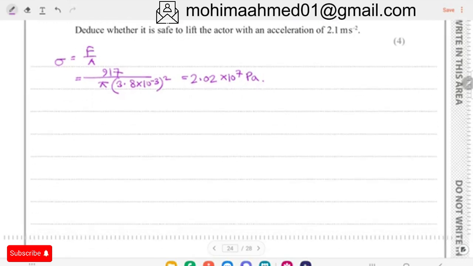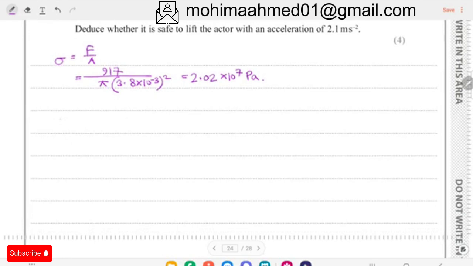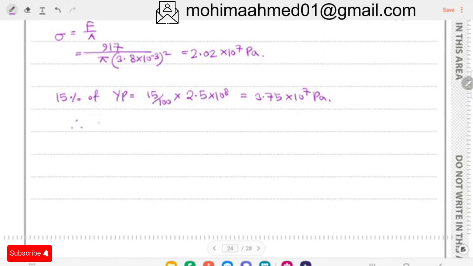So we can write that 15% of the yield point is 15 over 100 multiplied by 2.5 times 10 to the power 8, and you get 3.75 times 10 to the power 7 pascals. If your stress in the cable is less than this value, then it is safe to use. We can clearly see that 2.02 times 10 to the power 7 is certainly less than 3.75 times 10 to the power 7, therefore safe to use.